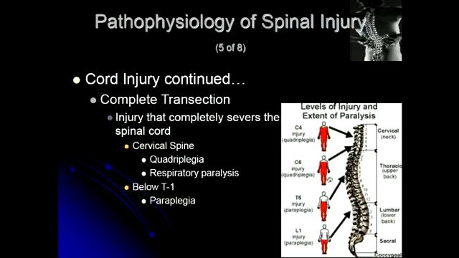Speaking of complete, a complete transection of the spinal cord will result obviously in complete function loss below the area of injury. If it happens in the cervical spine, that's quadriplegia. Below T1, that's paraplegia. If it involves the nerves of C3, 4, and 5, those collectively affect respiration. So with a complete C3 cord injury, that person cannot breathe on their own. A C6 cord injury does not involve the diaphragm, so it should not involve the respiratory system.